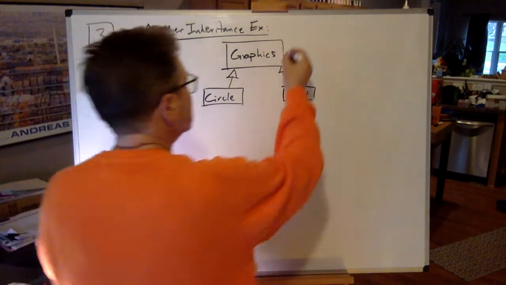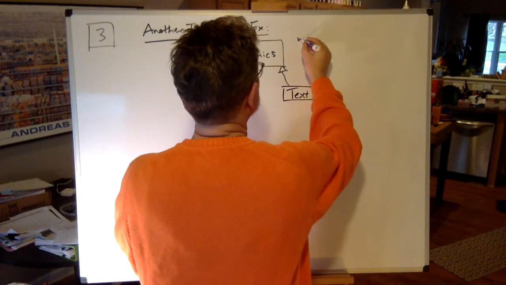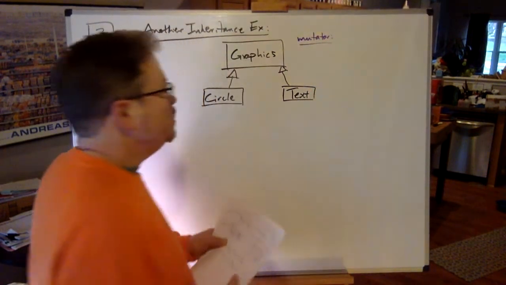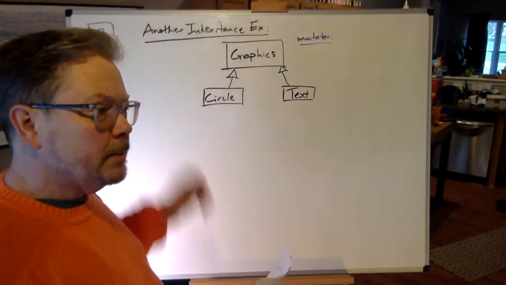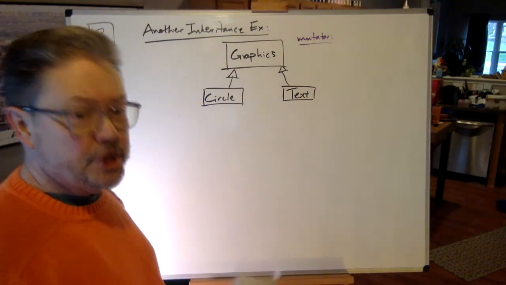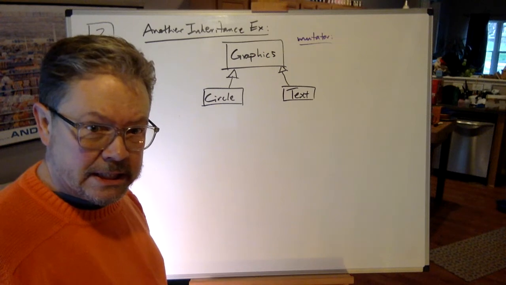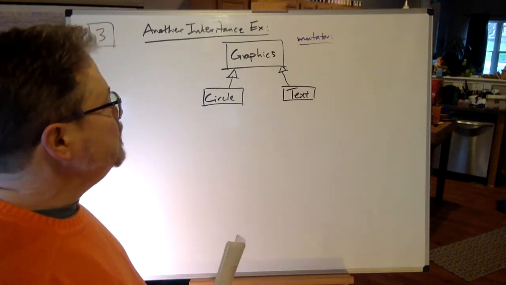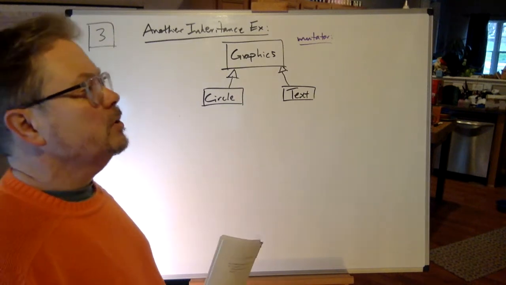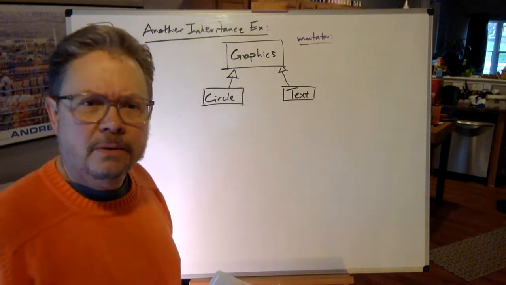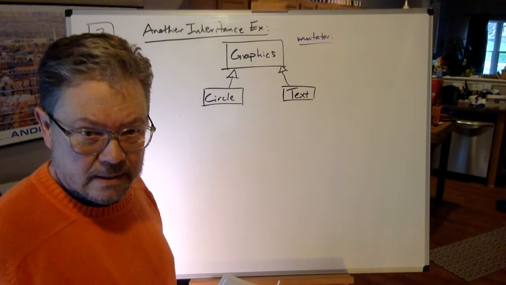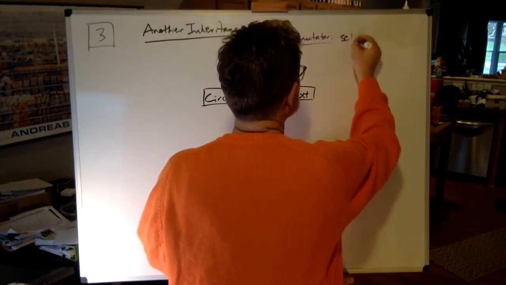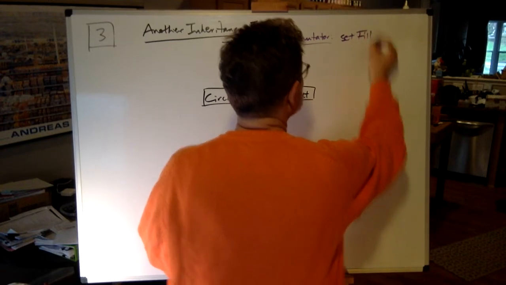Up here, the graphics objects, the mutator. Mutator is a particular kind of method that changes a characteristic of the object, also known as an attribute of the object. So we're going to mutate it using a special class of, what was that other word now? Method. We're going to change an attribute. So something like setFill might be a mutator.